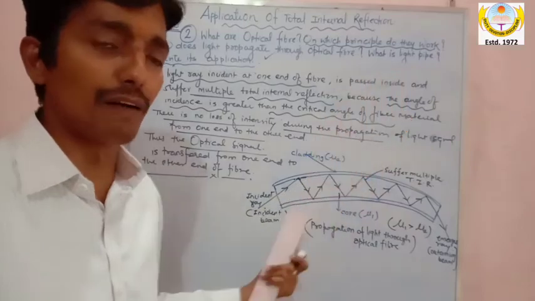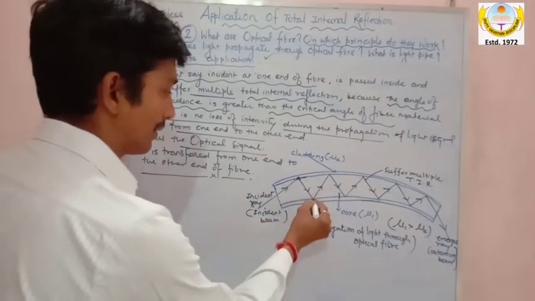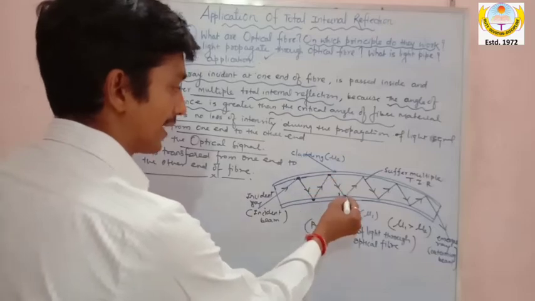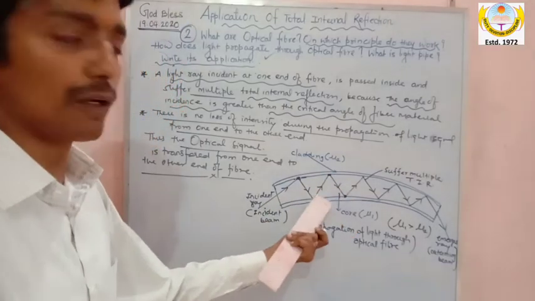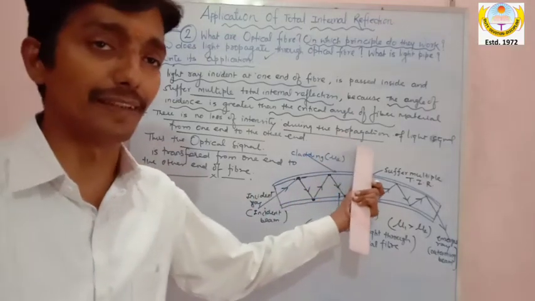Because the angle of incidence every time, here there is an angle of incidence, here the angle of incidence will be, then here angle of incidence, here angle of incidence. Every time the angle of incidence is greater than the critical angle of the fiber material.